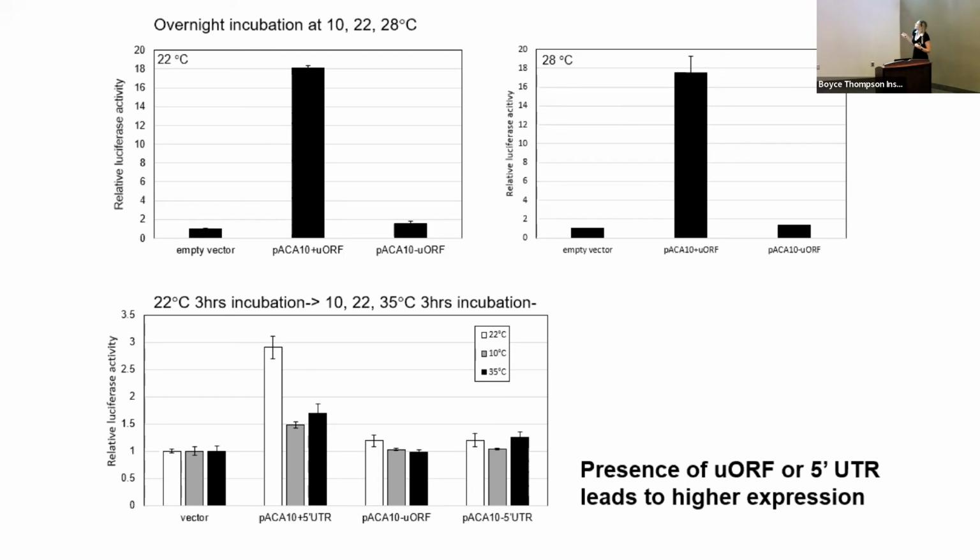Similarly, I did a slightly different incubation. I did 22 degrees Celsius for 3 hours, followed by temperature treatments of 10 degrees, 22 degrees, and 35 degrees Celsius for 3 hours. And this time I used a broader region of plus the entire 5' UTR, as well as a minus uORF and a minus 5' UTR. Now, similarly, especially for 22 degrees, there was an increase in relative expression.